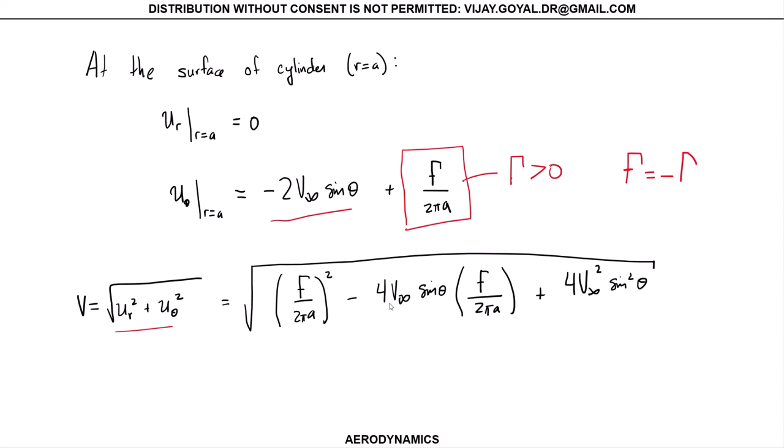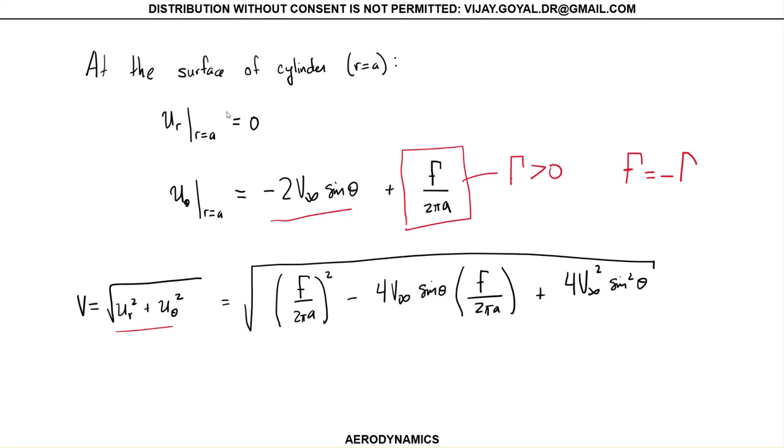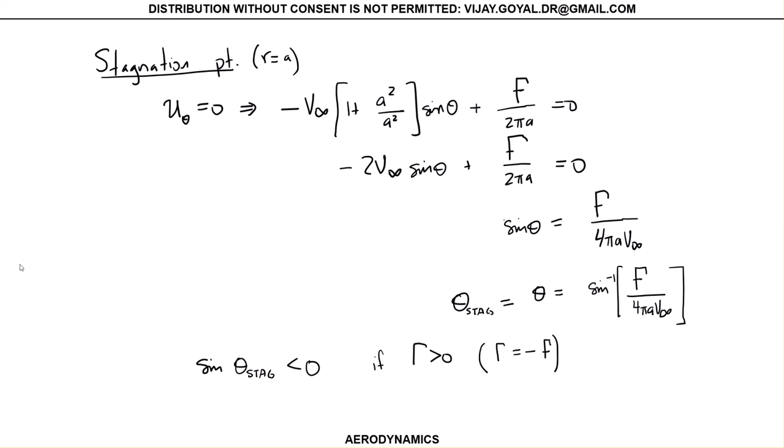That is my total velocity. If I want to find the stagnation point, you can see that this is 0 automatically, so I want to make this 0. So when I make this equal to 0 and r equal to a on the surface, remember this is on the surface.